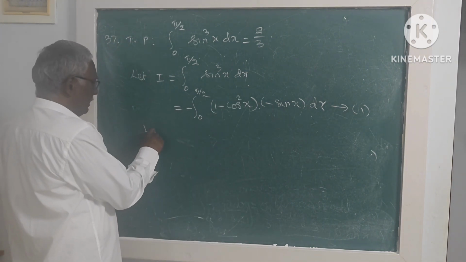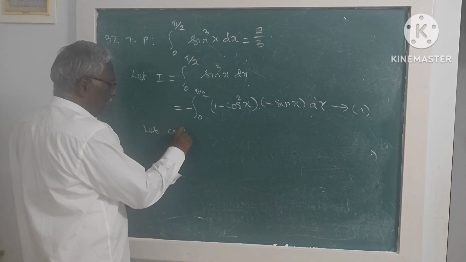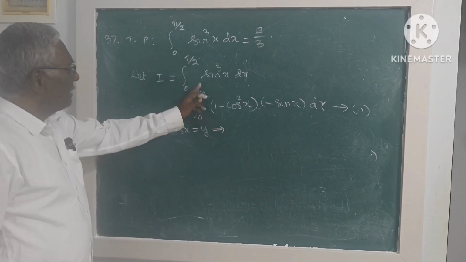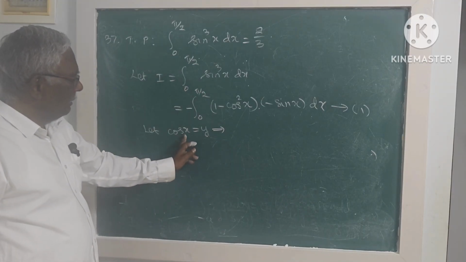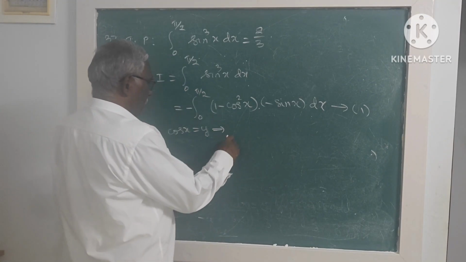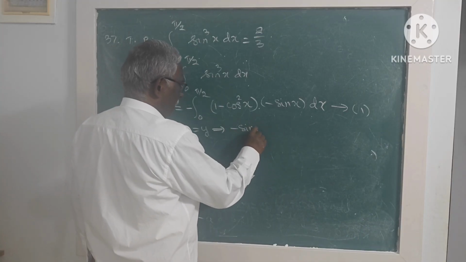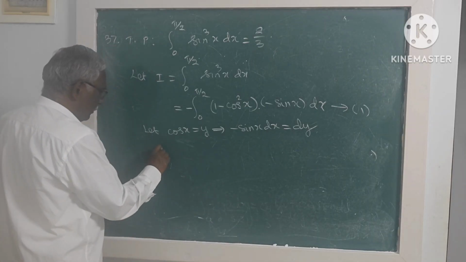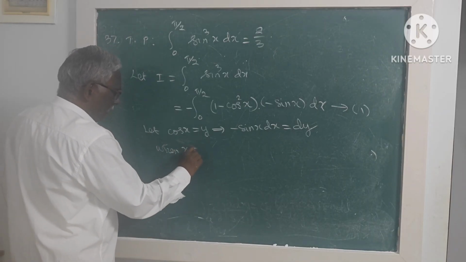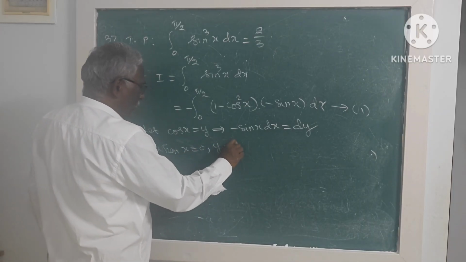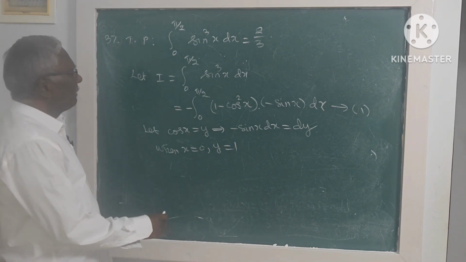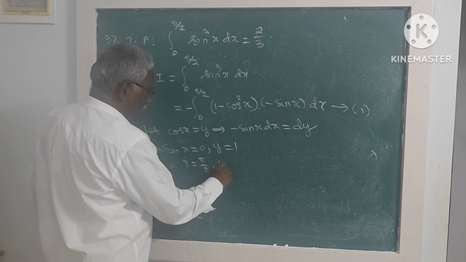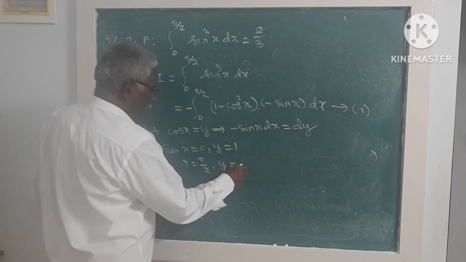Let cos x is equal to y. This gives minus sine x dx is dy. When x is 0, then cos 0 is 1, so y is equal to 1. When x is pi by 2, cos pi by 2 is 0, so y is 0.